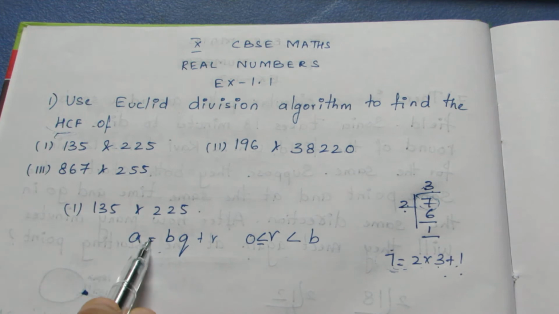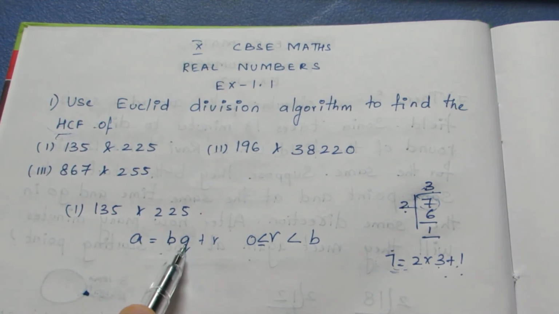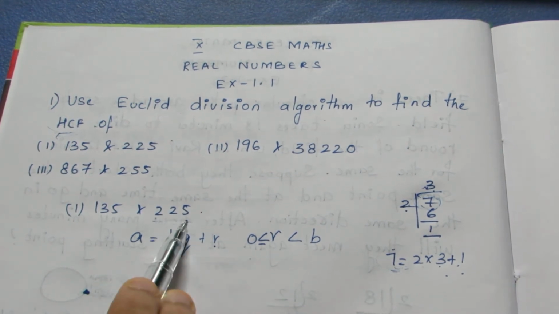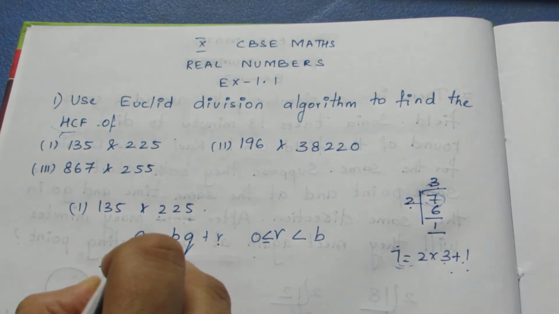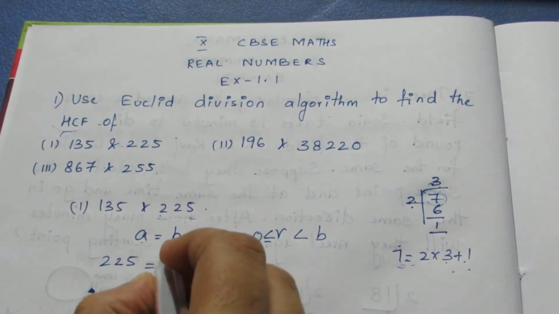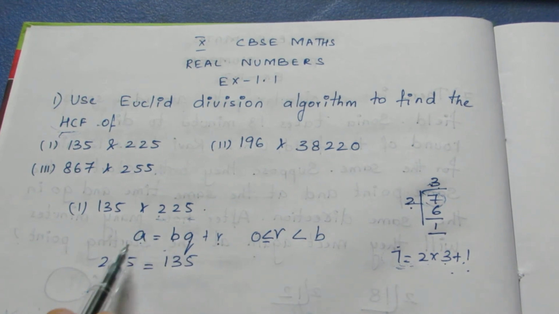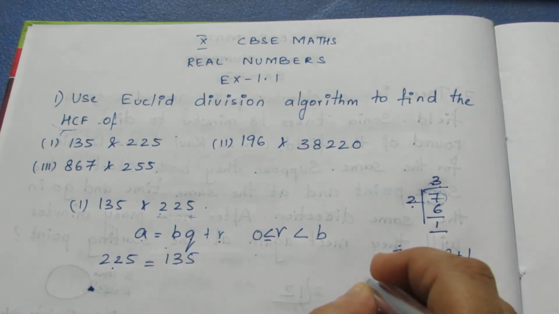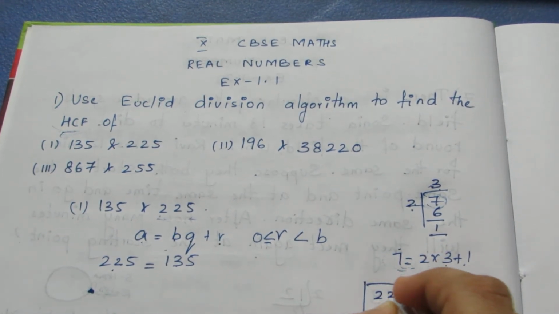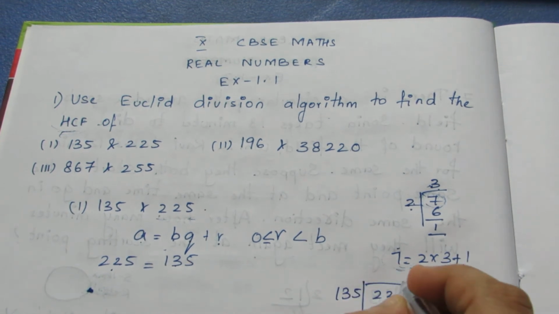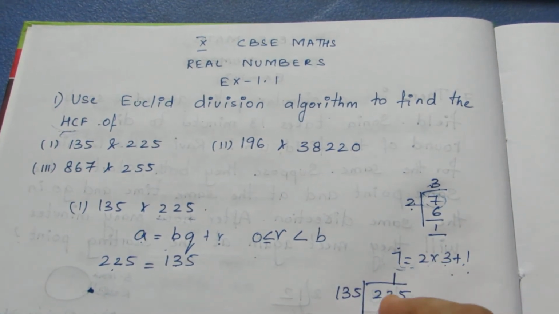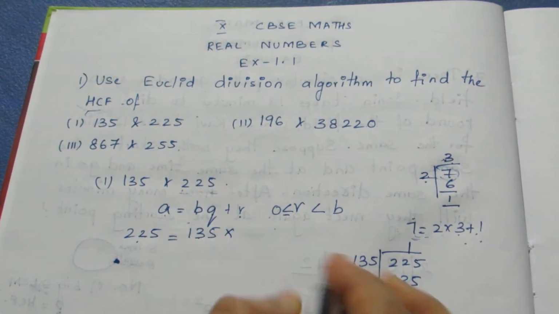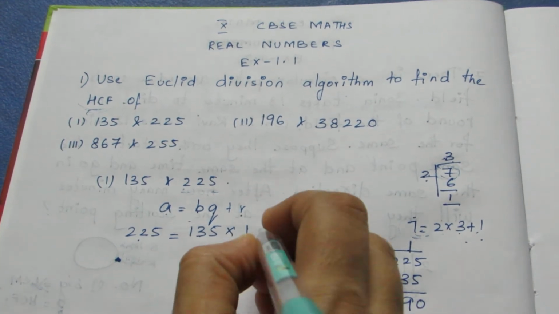My dividend is A, the divisor is B, Q here is the quotient and R will be your remainder. Take the bigger number to be A. So 225 will be my A and 135 will be your B. Always the bigger number will be A and the smaller number will be B. The quotient we don't know, we need to divide and check. So divide 225 by 135. 1 times 135 is 135. The remainder will be 90.